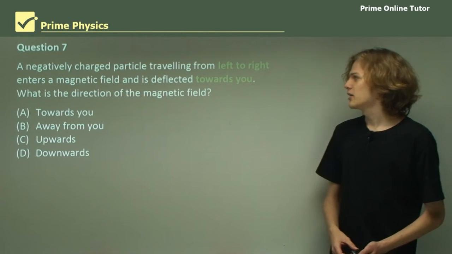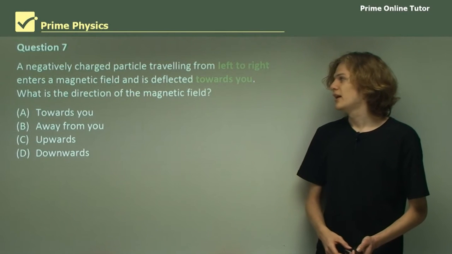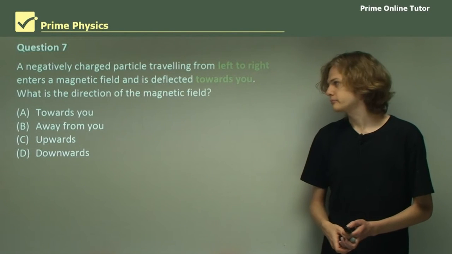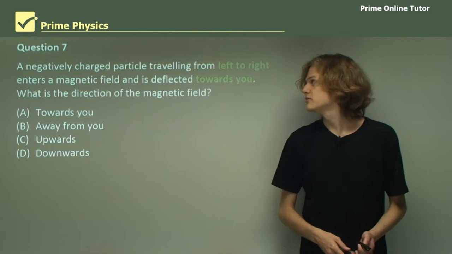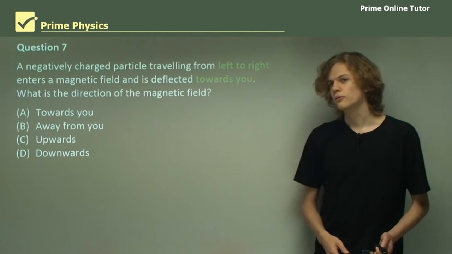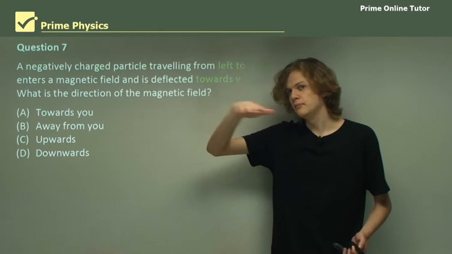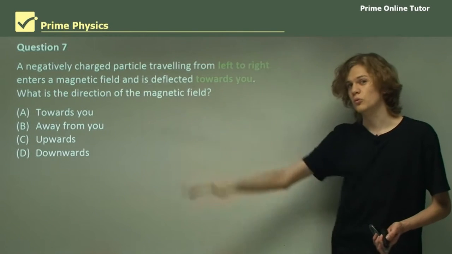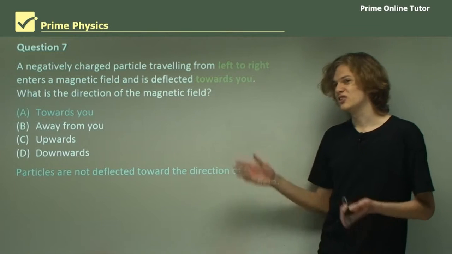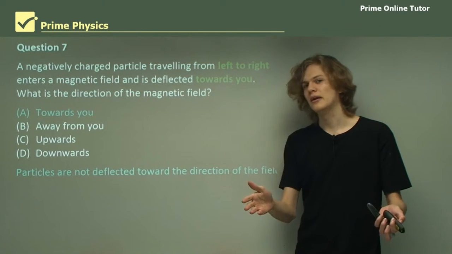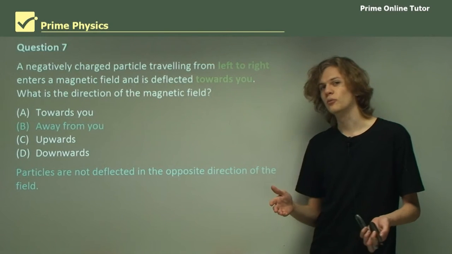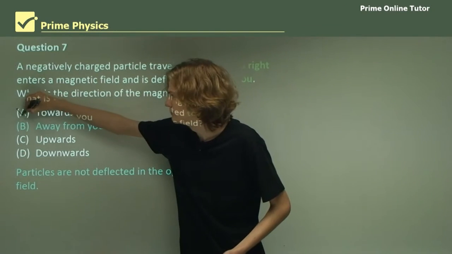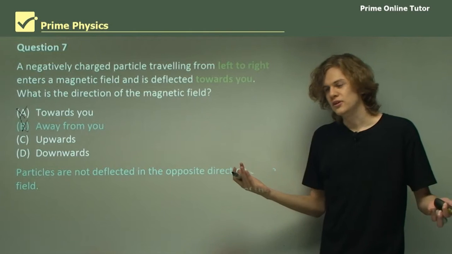Question 7. A negatively charged particle travelling from left to right enters a magnetic field and is deflected towards you. What is the direction of the magnetic field? Now we can use the right-hand rule in this instance. The negatively charged particle is moving from left to right in this plane. The magnetic field is towards you, and so right angles must mean that the particle is deflected upwards or downwards. So right away we can see that it's not towards you, because that means that it will be deflected in the direction of the magnetic field. We can tell it's not moving away from you because we'd encounter the same problem. So it's neither A nor B. So it's either upwards or downwards.